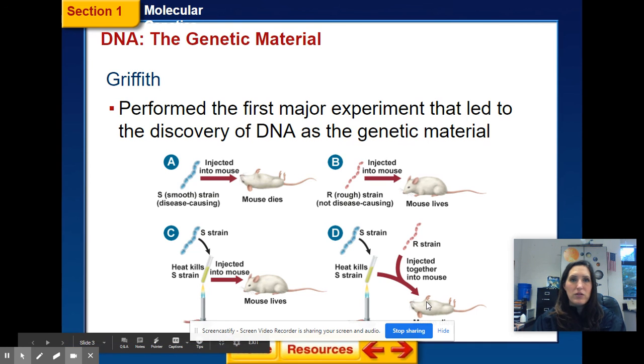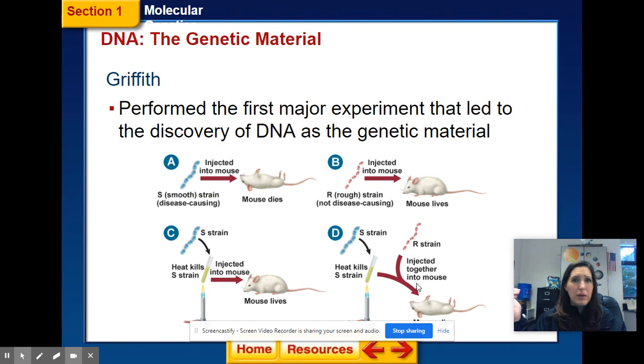So again, Griffith wasn't sure what he had discovered. And this is 1928, by the way. He wasn't sure exactly what he discovered, but he knew it was something that was being transmitted. And they didn't have a name for it yet. But it led to the discovery of DNA. But he said that it was some kind of nucleic acid because we were able to identify it as that.